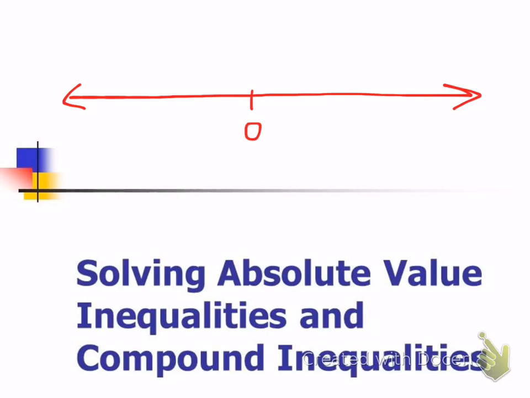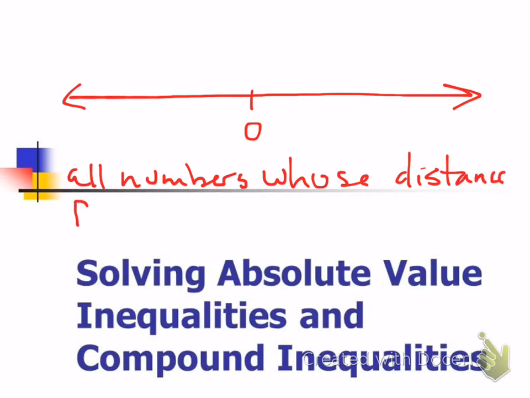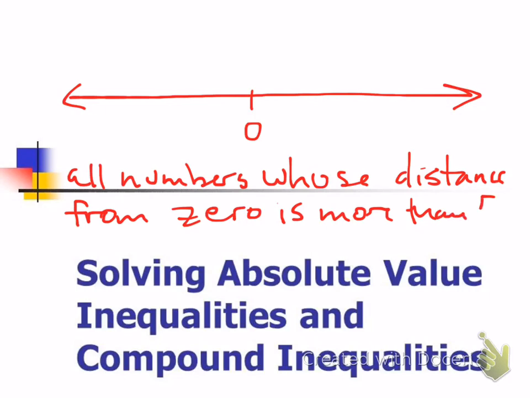All right, here's what I want you to do. Are y'all ready? On your number line, shade all numbers whose distance from 0 is more than 5. More than 5. I want you to think about this. I want you to struggle with it for just a moment. All numbers whose distance from 0 is more than 5.